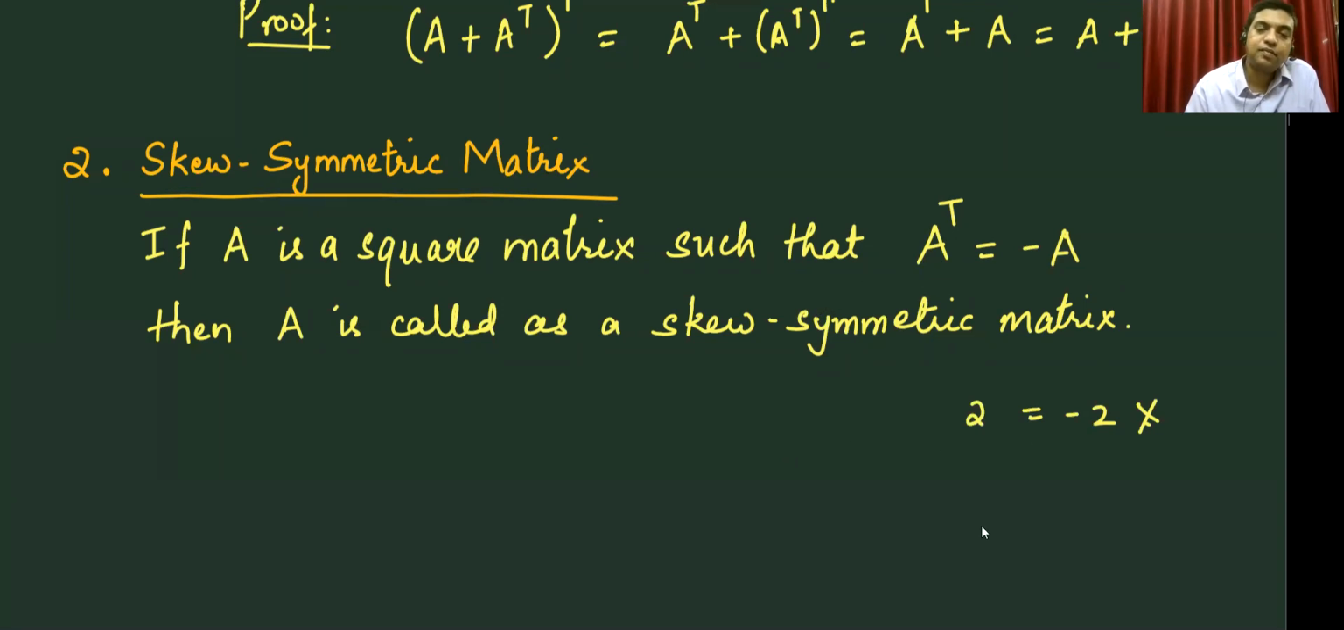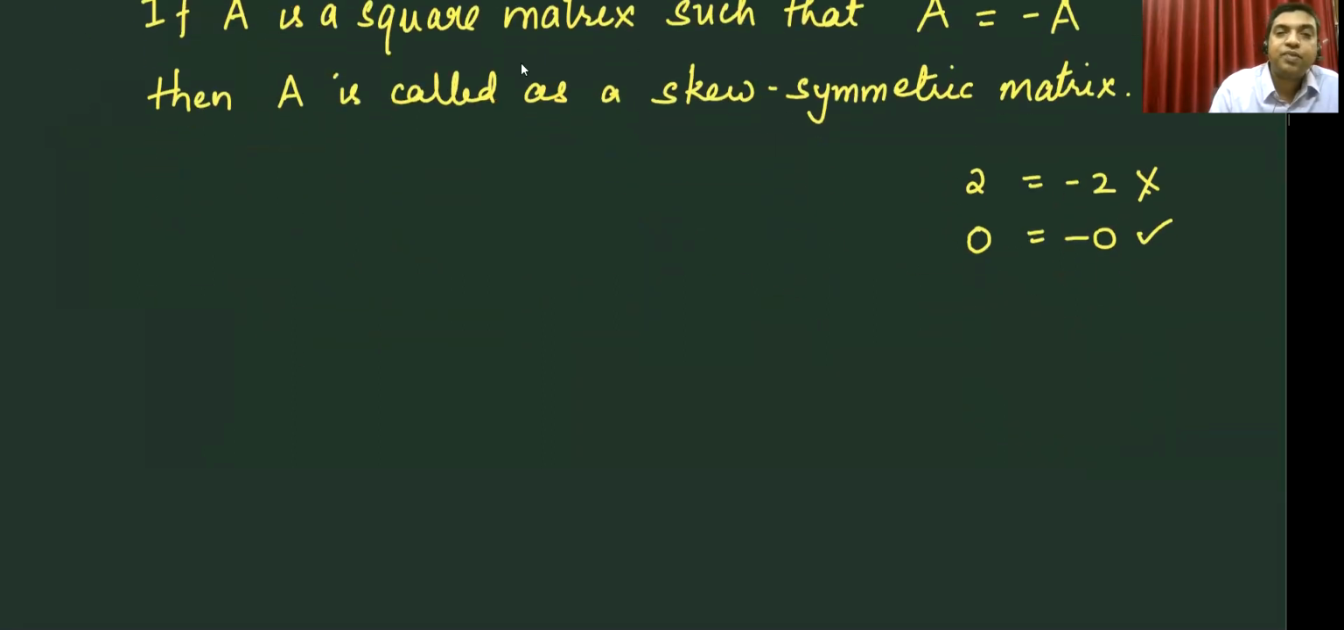Tell me. It is only possible if that number is 0. Any other number other than 0, this equality will not hold. Understand? So therefore, skew symmetric matrices have a pattern. You see, example.